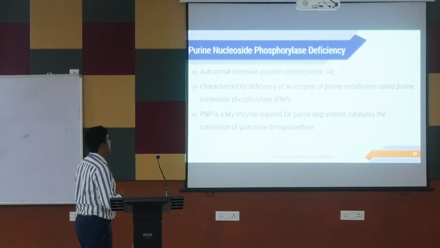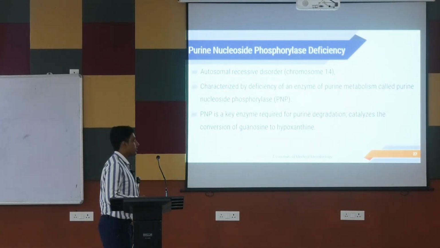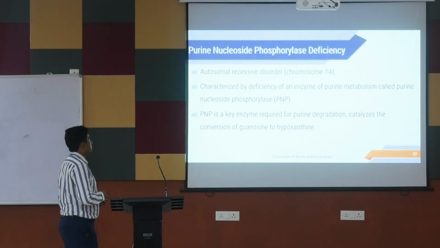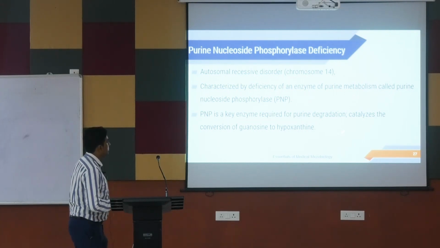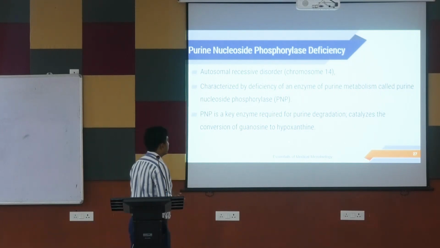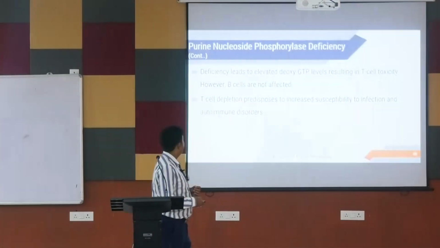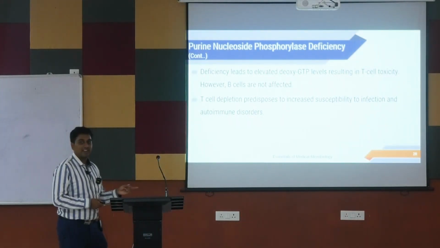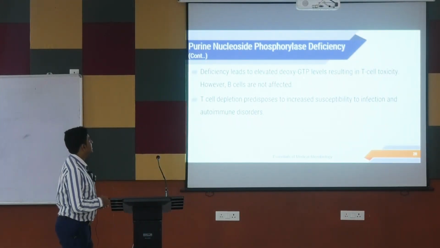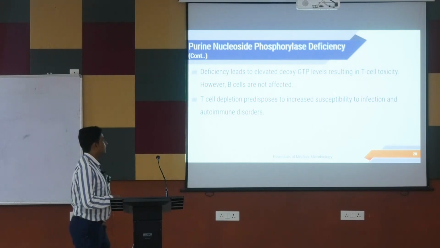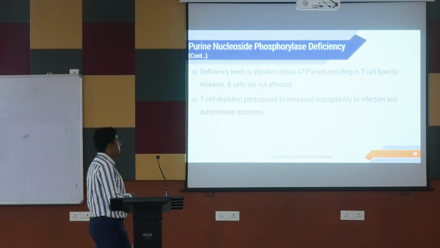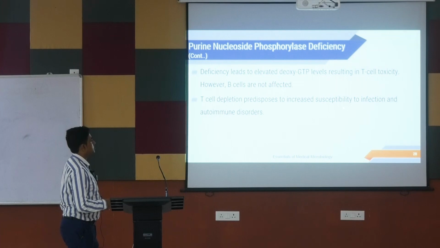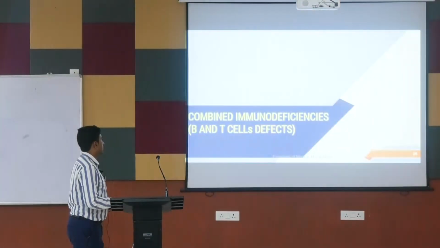Purine nucleoside phosphorylase deficiency. This is an autosomal recessive disorder due to a defect on chromosome 14, characterized by deficiency of the enzyme of purine metabolism called purine nucleoside phosphorylase. This is a key enzyme for purine degradation, catalyzes the conversion of guanosine to hypoxanthine. You know this better than me, you have just studied biochemistry. The deficiency leads to elevated deoxy-GTP levels resulting in T cell toxicity, but B cells are not affected. What happens in T cell depletion? Predisposed to increased susceptibility to infection and autoimmune disorders.